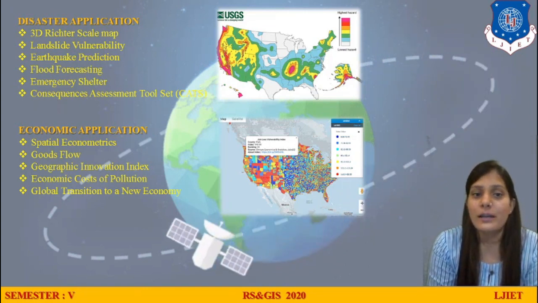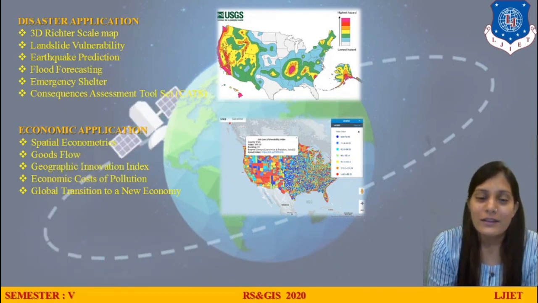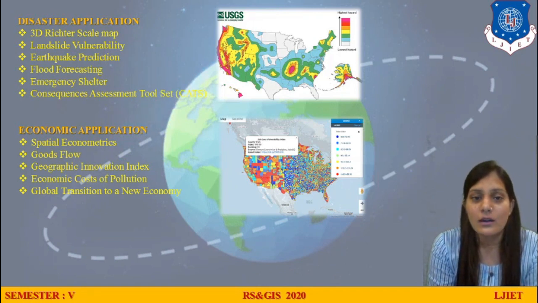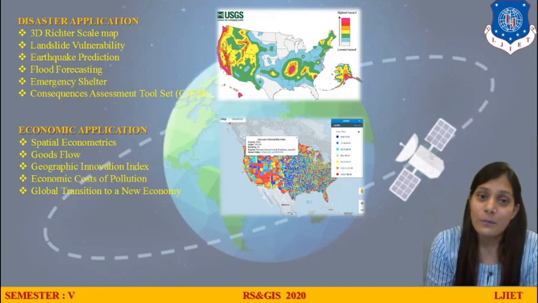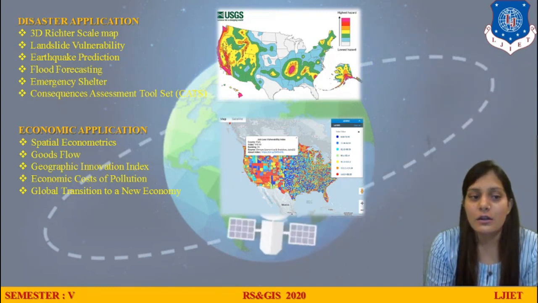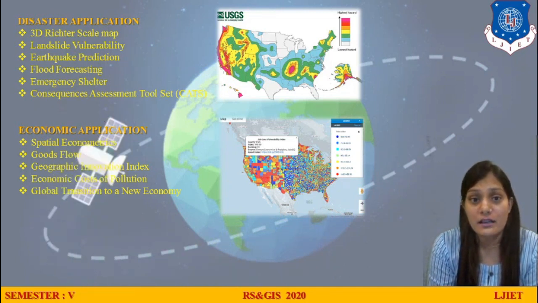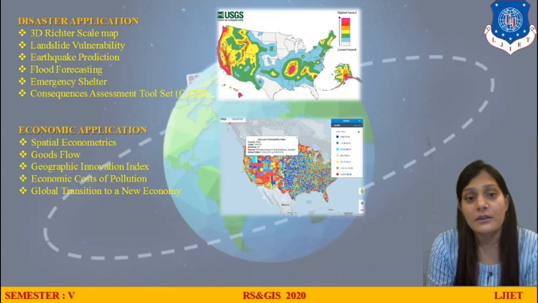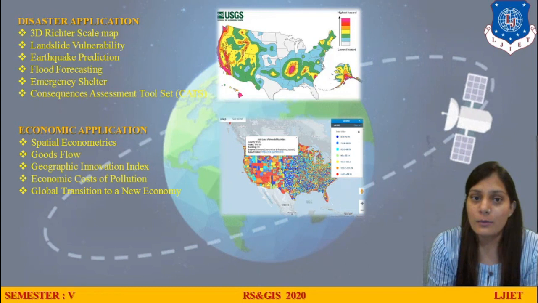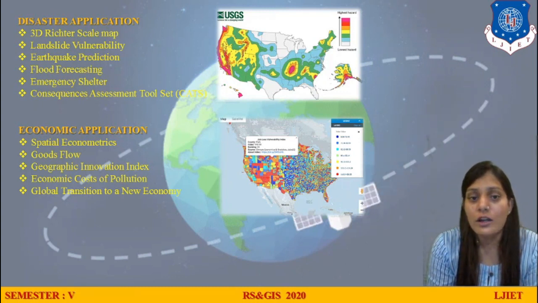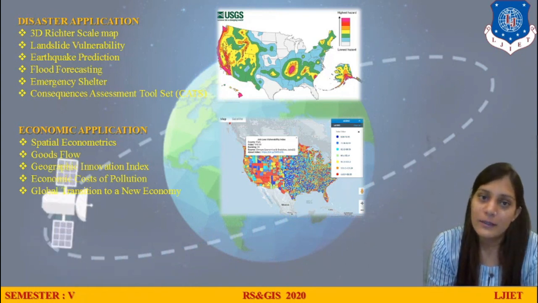Next is economic application of GIS. Economic application means national development: how is the nation developing, what is there, what can be done, what are the parameters, what is the population, and how can it be possible. So you can see here spatial econometrics, good flow, and a good innovative geographic index. We have one index, and according to that our whole country is ranked. So we get a rank in economic, national economic, and international economic. According to that we can compare with other countries how our economic development is.